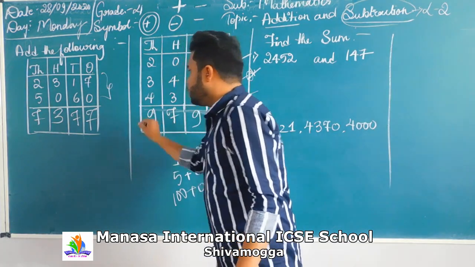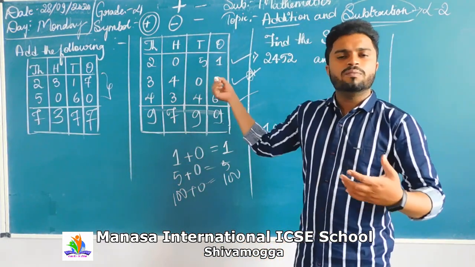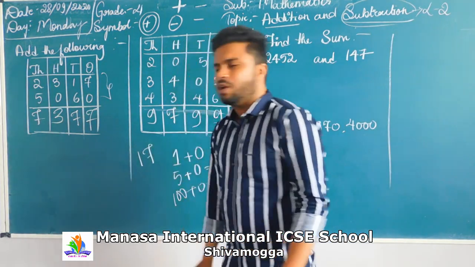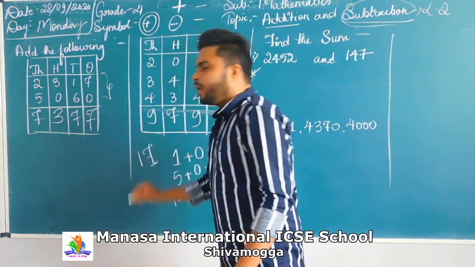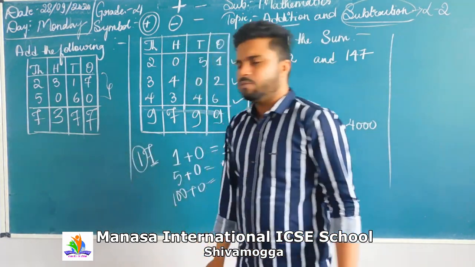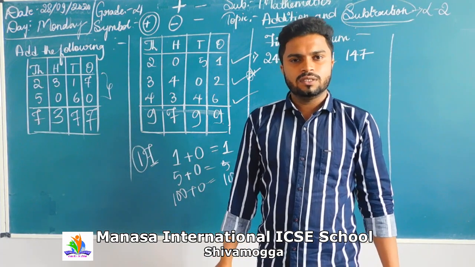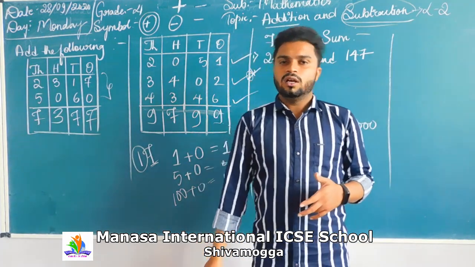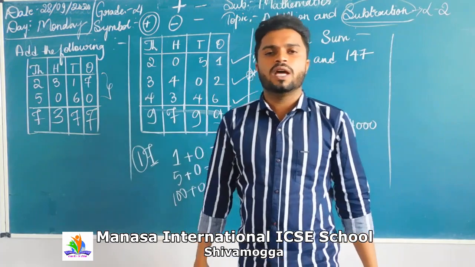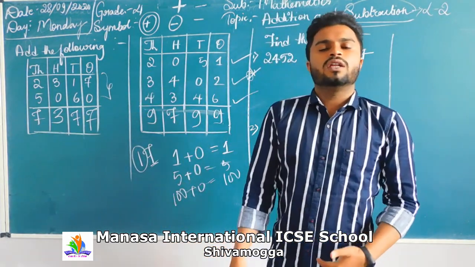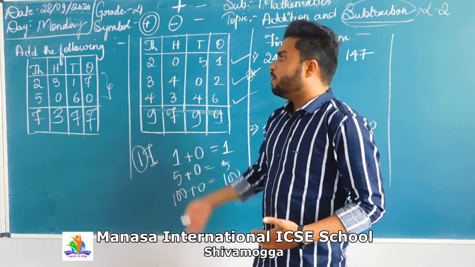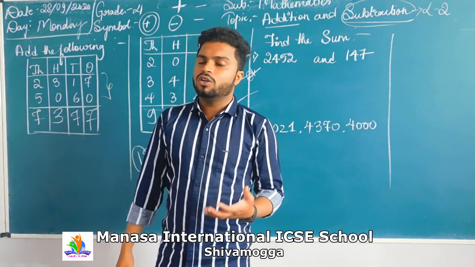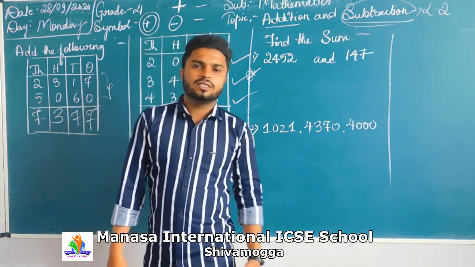So students, in addition, in some problems you will get a carry. What is that carry? If you get a number like 17, this 7 you are going to write and this 1 you are going to keep as a carry. In addition, you will get carry sums. In subtraction, you will get borrowing. You are taking one number from the next number. And yes, this is your first heading. As I have said, you are going to start solving from the right hand side.